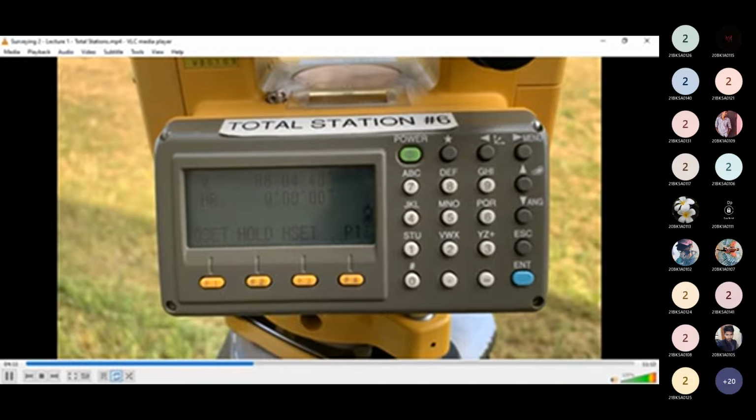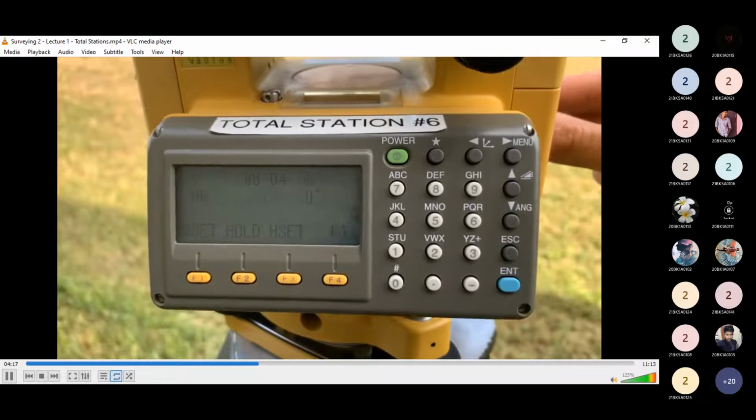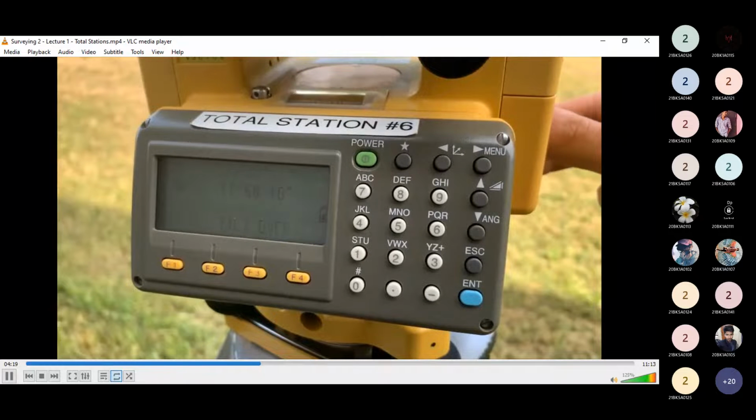We can now measure from that point to a second point, so our second prism. We sight our second prism. So sighting that second prism, we can see our horizontal rotation between the two prisms is 11 degrees, 58 minutes, 10 seconds.